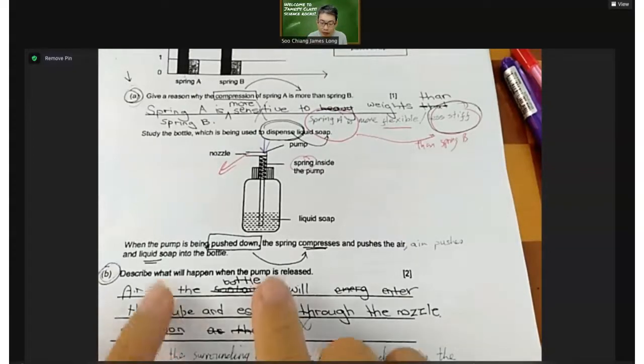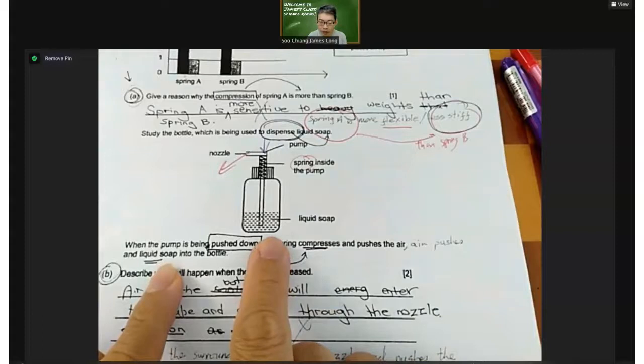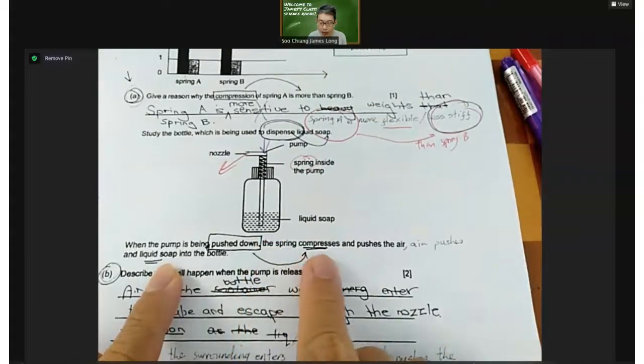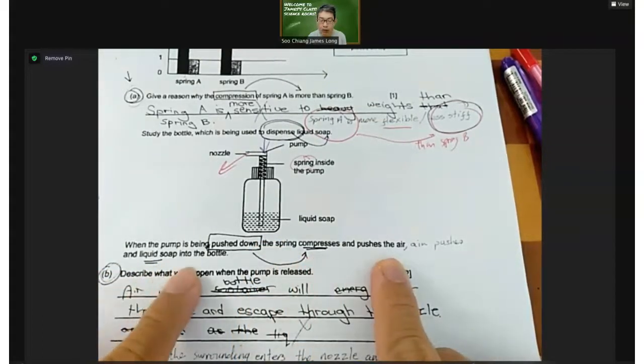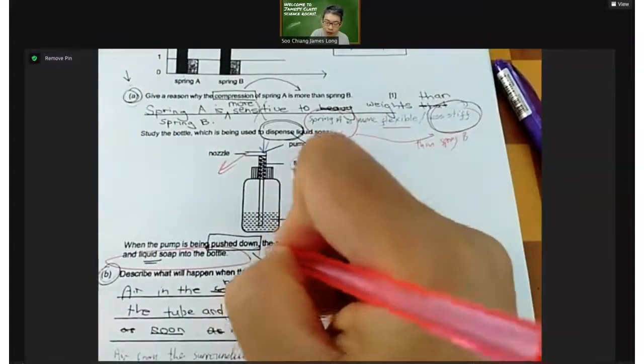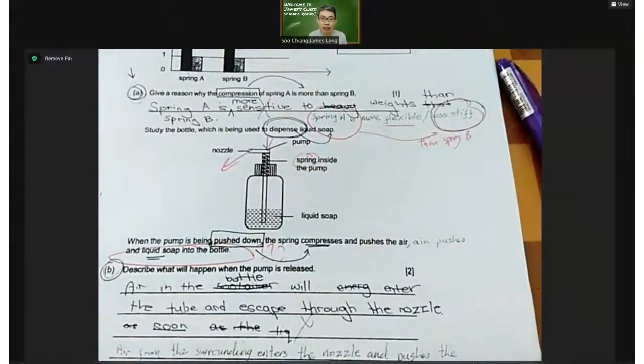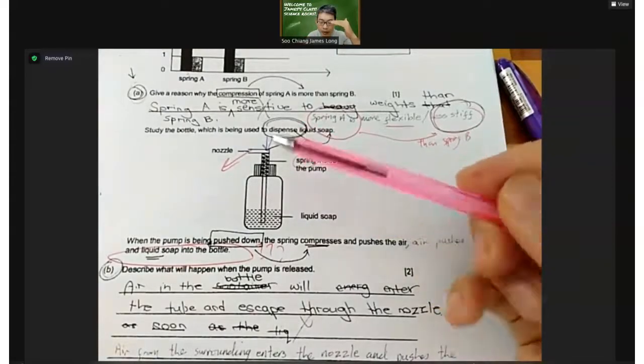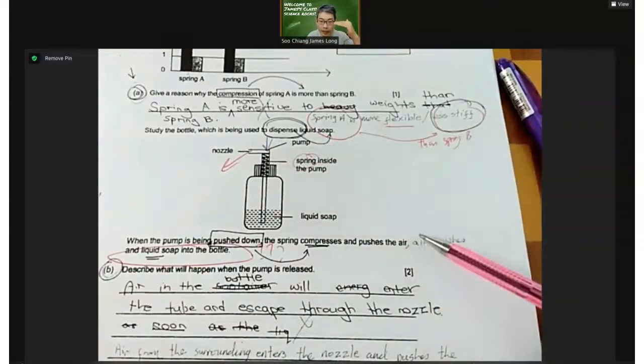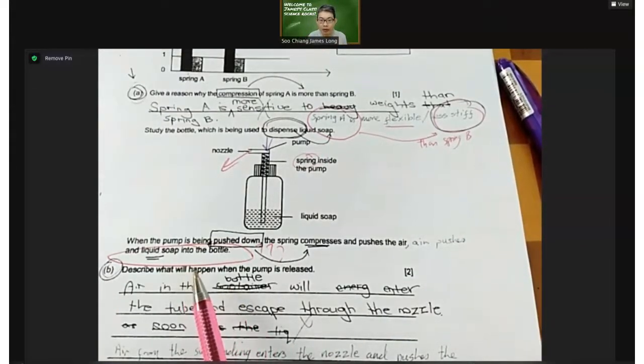When you press down, nothing comes out, but air and liquid soap enters the bottle, which is very strange. There's already liquid soap inside the bottle. So what does it mean by the spring compresses and pushes air and liquid soap into the bottle? This part here is already problematic. Question mark, question mark, question mark. Do you understand my question mark in my head right now? When the pump is being pushed down, it presses this one down. Pushes air, okay, I can understand the air part. It's to go in to create a foam. But it says also pushes liquid soap into the bottle. But isn't liquid soap already inside the bottle?